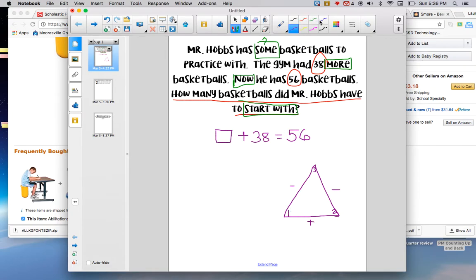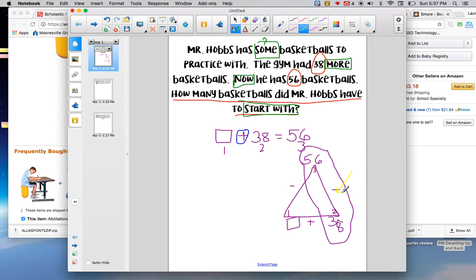I see this is an addition problem. So addition is as easy as 1, 2, 3. So 56, and it is the biggest number out of all of them. So it would go at the top anyway. 56 goes there. 2 has 38. And then box. So remember, I like to circle the 2 numbers that I know. And then see what sign I have. Oh, I'm going to subtract.